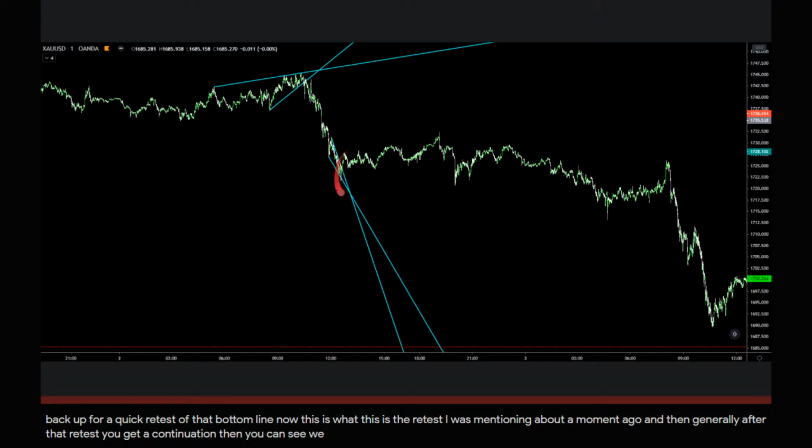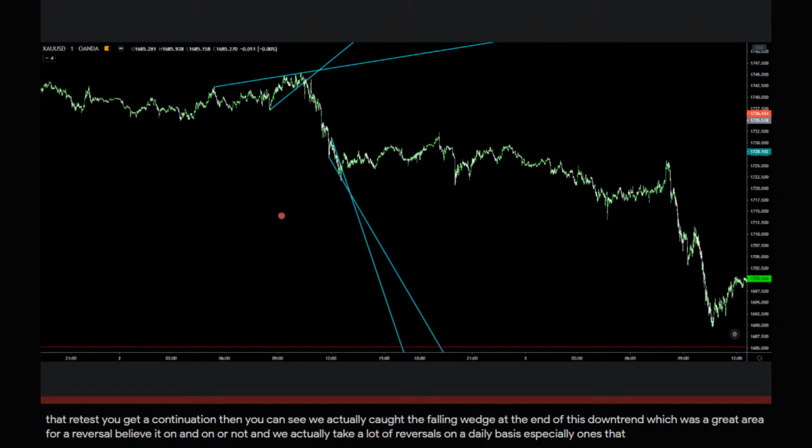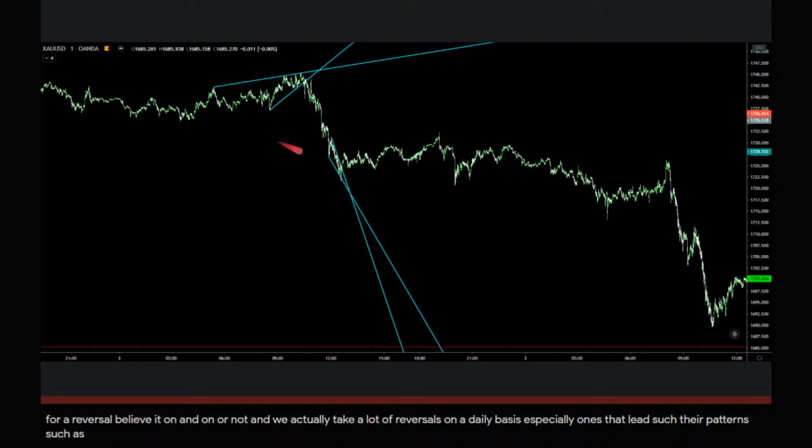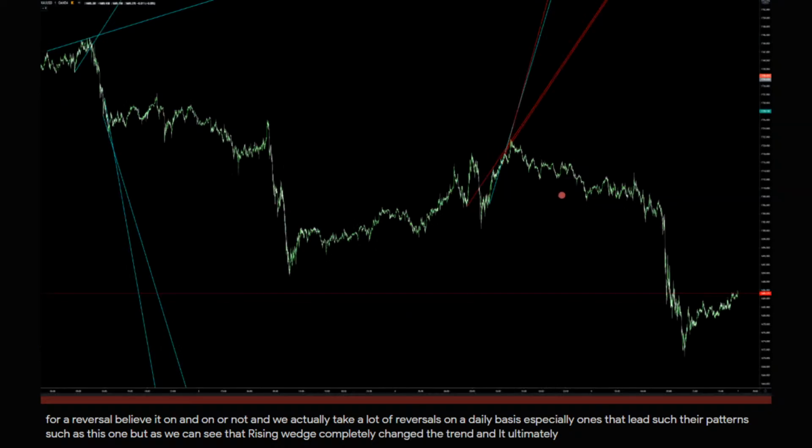And you can see we actually caught the falling wedge at the end of this downtrend, which was a great area for a reversal, believe it or not. And we actually take a lot of reversals on a daily basis, especially ones that lead so clearly into other patterns, such as this one. But as we can see, that rising wedge completely changed the trend, and it ultimately ended up tanking.